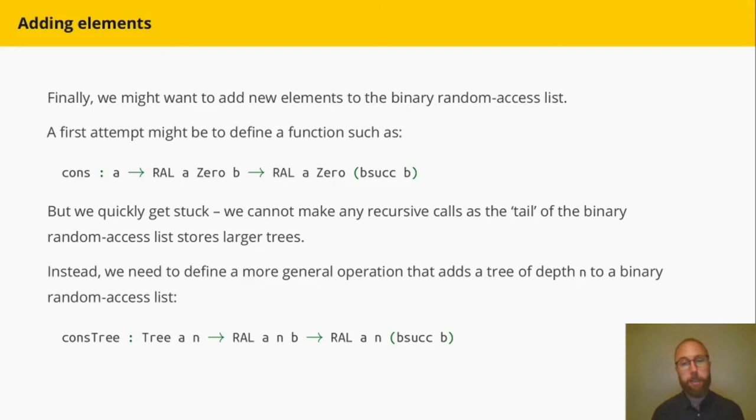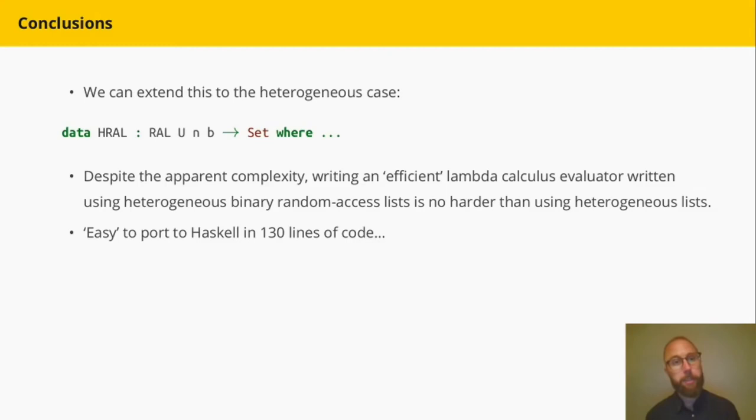So to wrap up a little bit, we can extend this to the heterogeneous case by writing a heterogeneous binary random access list indexed by a random access list which stores some type information for some universe U. And despite the apparent complexity, there's an example in the paper where I write an efficient lambda calculus evaluator using heterogeneous binary random access lists. And this turns out to be no harder than just using heterogeneous lists as you would in a usual situation. Furthermore, it's fairly easy to port this code to Haskell.